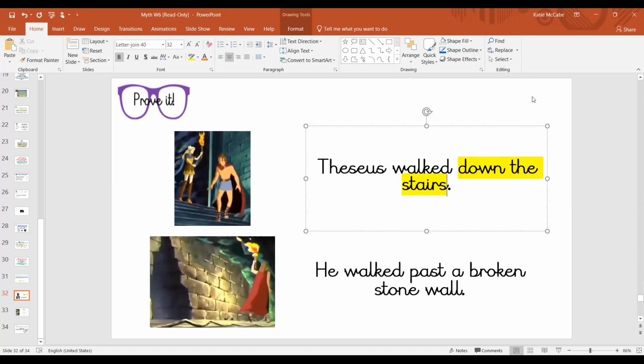So it's your turn now. So here we have another sentence describing this part of Theseus's journey in the labyrinth here. The sentence says he walked past a broken stone wall. Can you identify the prepositional phrase in this sentence? Pause the screen and have a go at that now.